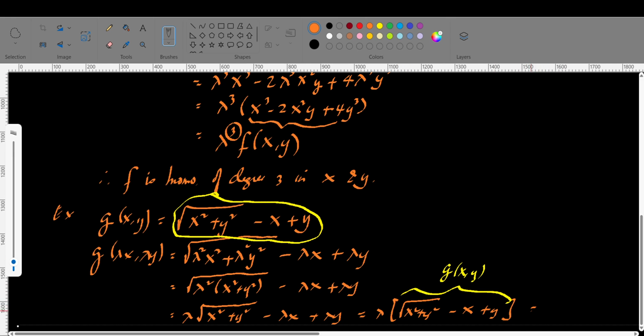So we write this as lambda g of xy and conclude that g is homogeneous of degree 1 in x and y.